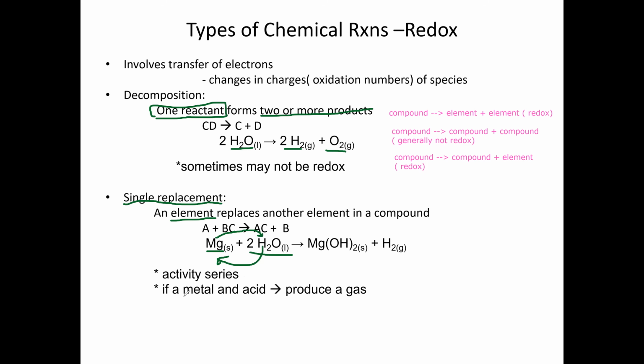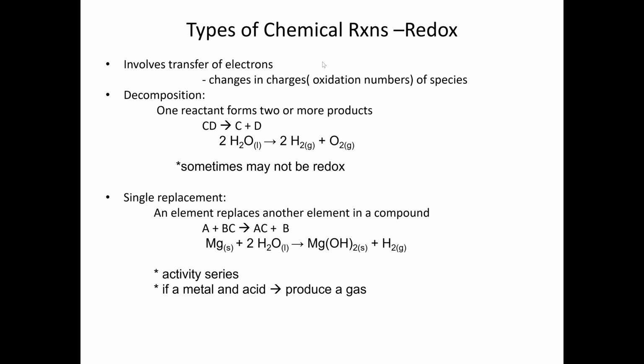Now, one thing to keep in mind is that metals which are more active than hydrogen will react with an acid to produce a gas. So when you take a metal that's more active than hydrogen, you produce hydrogen gas plus a salt. And it's only for those metals that are more active than hydrogen, which is found in the acid. So we'll be encountering both of these types of chemical reactions.